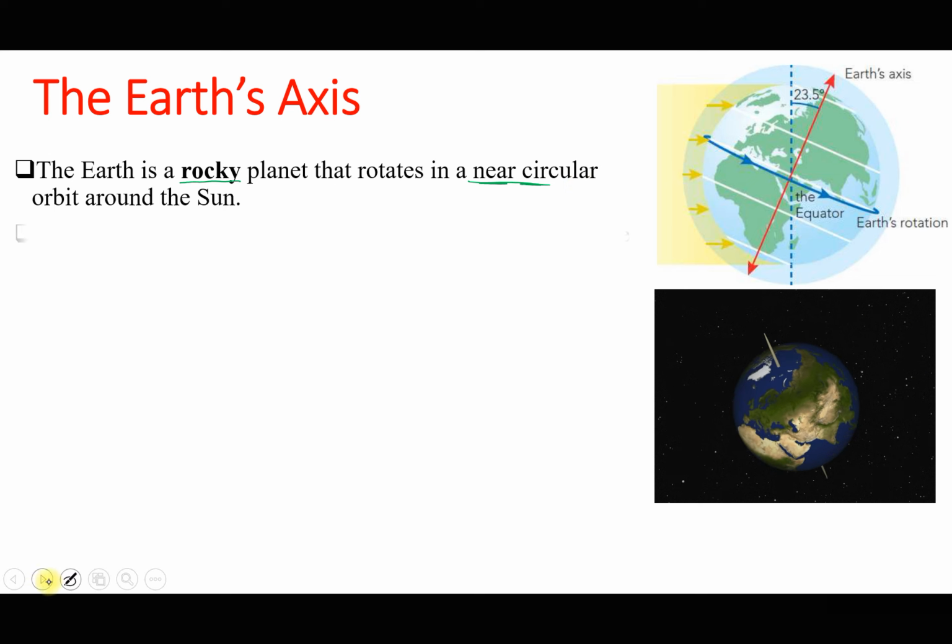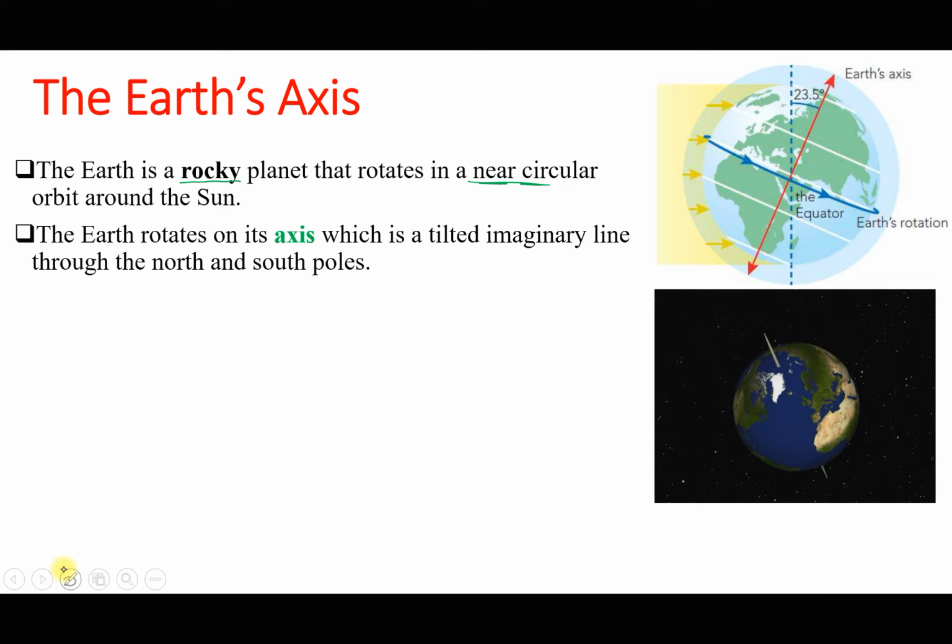The Earth is believed to rotate on its axis, which is a tilted imaginary line through the North and South Pole, as demonstrated here. This imaginary line is slightly tilted at an angle of around 23.5 degrees to the vertical through the North and South Pole. So if this is the North and this is the South, it is believed that the Earth spins on this.